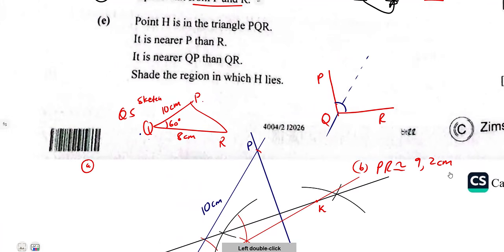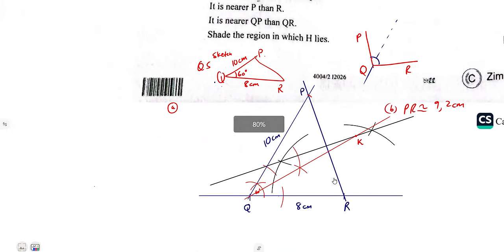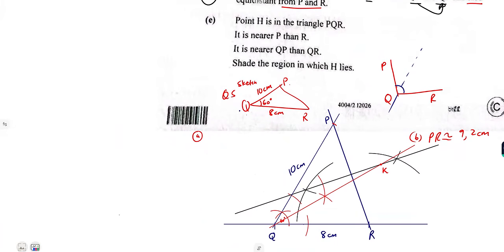Inside the triangle PQR. This is our triangle PQR. Take note, it is inside that triangle PQR. It is nearer P than R. So nearer P than R, it is from the line bisector of PR. This one, the one in black, this was our line bisector.